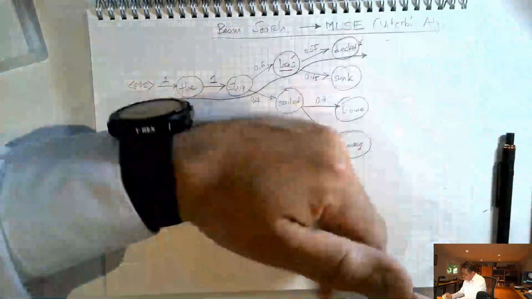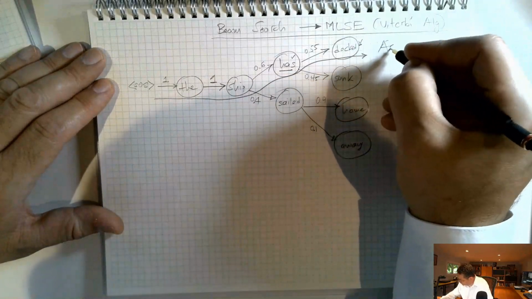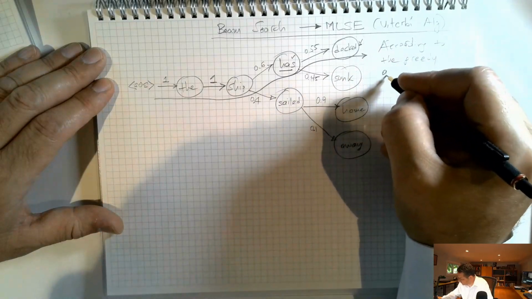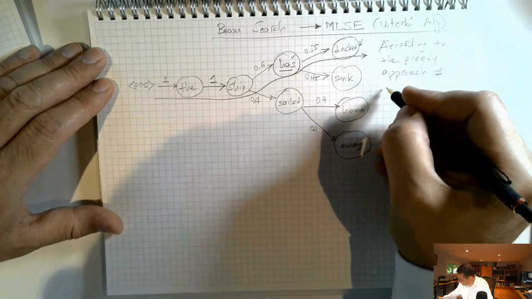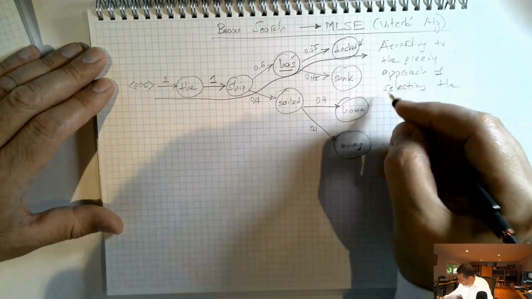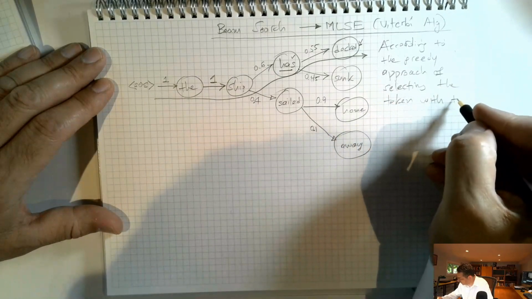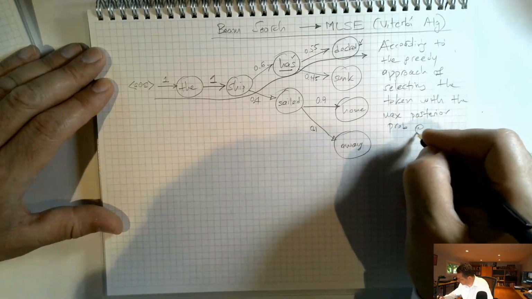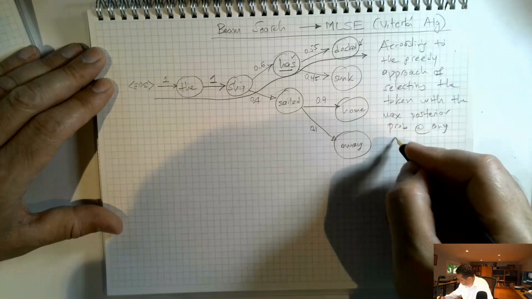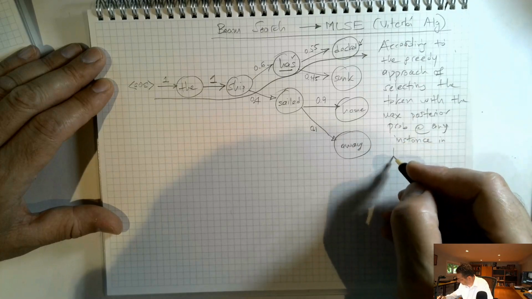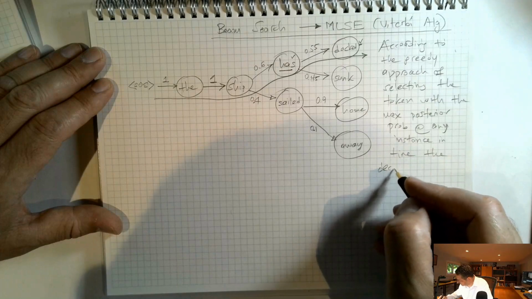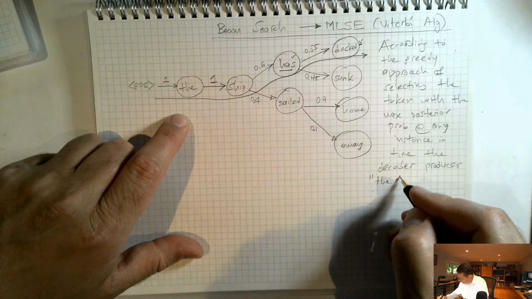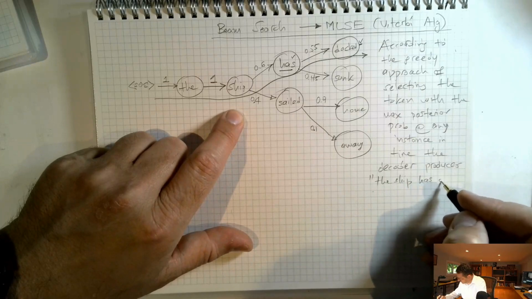But what I wanted to write here is that, according to the greedy approach of selecting the token with the maximum posterior probability at any instant in time, the decoder produces: the ship has docked.